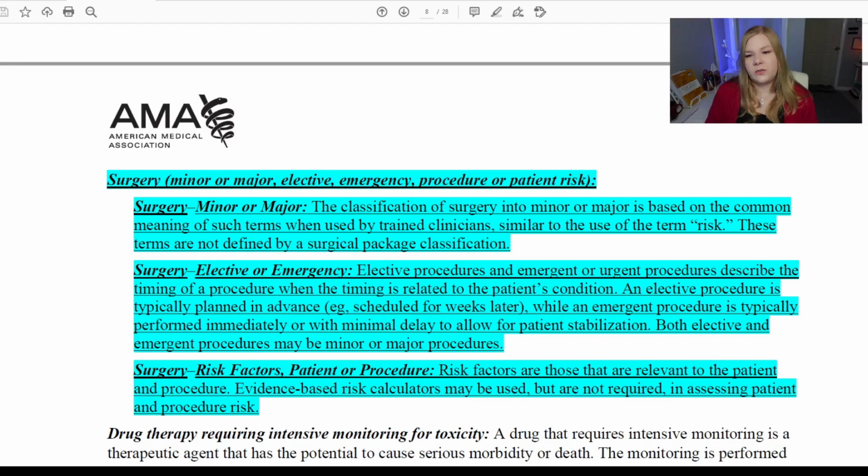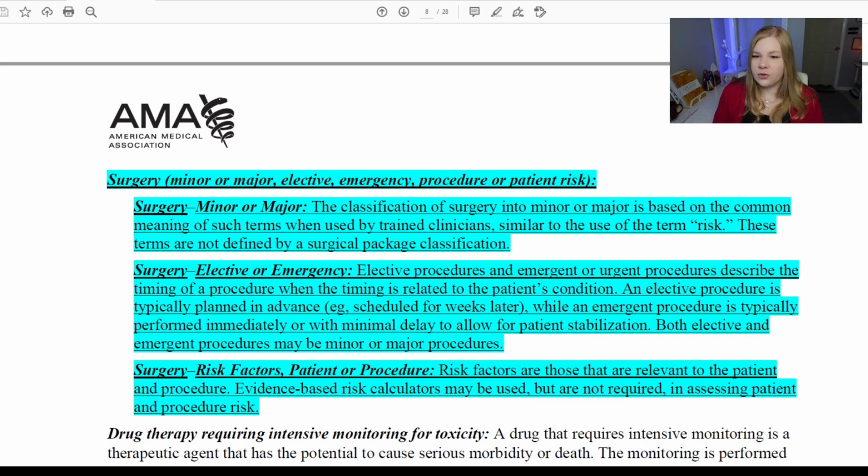Now, this is the interesting component about the surgeries. So global periods, according to the AMA, aren't really what we should be basing the minor or major surgery on. So these are their definitions. Surgery that's minor or major, it says the classification of surgery into minor or major is based on the common meaning of such terms when used by trained clinicians, meaning the doctor has to determine if it's minor or major. Similar to the term risk, these terms are not defined by the surgical package classification.